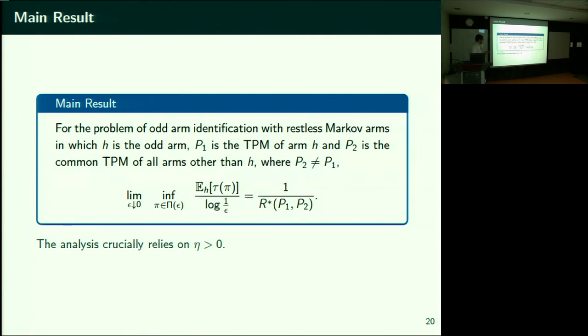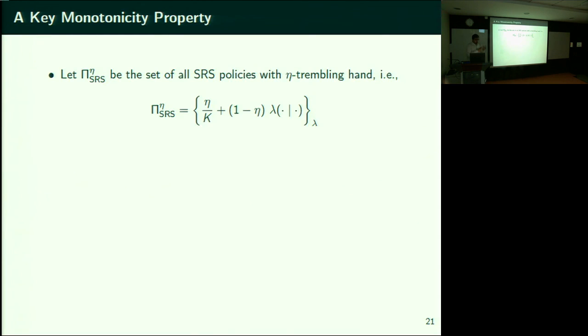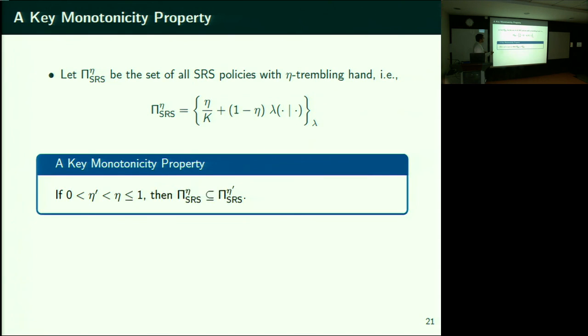So this is for the restless setting. I'll just take 5 minutes to tell what happens when you don't have a trembling hand. So these were the set of trembled policies that you were looking at before. This has a very nice property. If you take a smaller trembling hand parameter, all the policies that were there before are also there in the new trembled world. So this set of policies will keep growing, and you expect that, right? Because here all the policies are required to have a probability of at least eta by k on each arm.